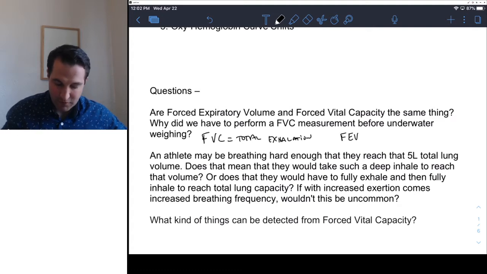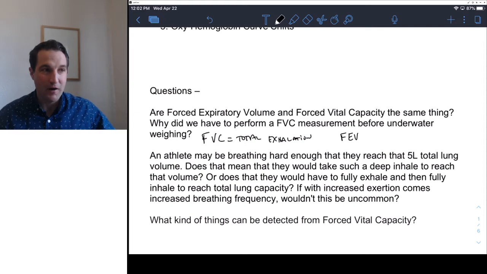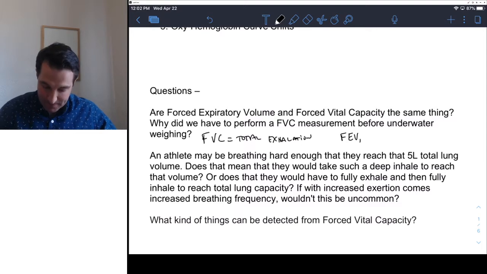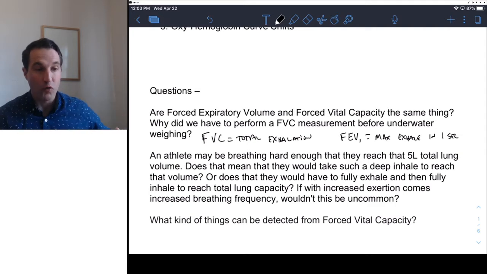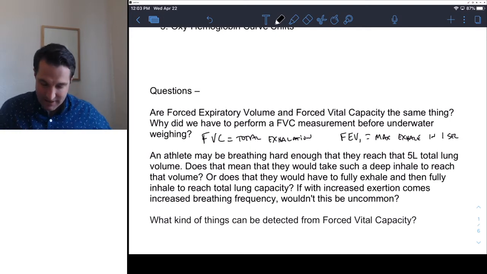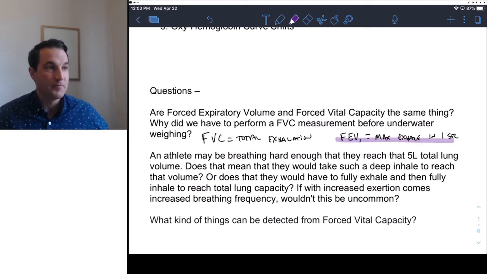Forced expiratory volume generally is going to have a number after it. Forced expiratory volume normally is going to have a 1. And this is what we're going to be talking about today. And that means the max exhale in 1 second. So, if you think about breathing out all the way, okay, that probably took me a little bit longer than a second. The volume of air that came out of my mouth in that first second, that is going to be my FEV1. The total amount that came out of my mouth is going to be the forced vital capacity, okay?